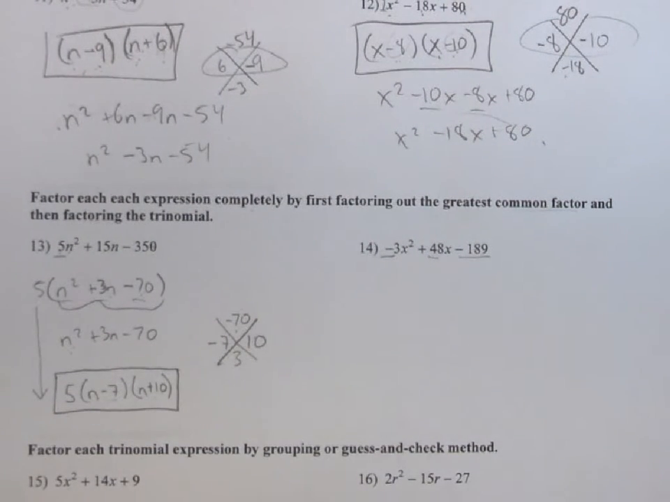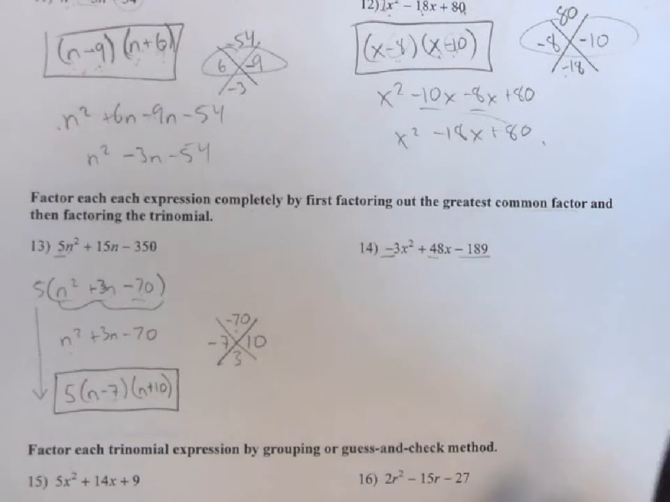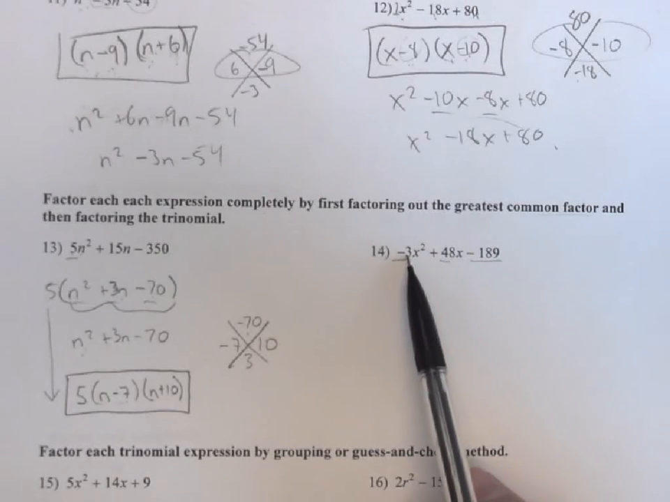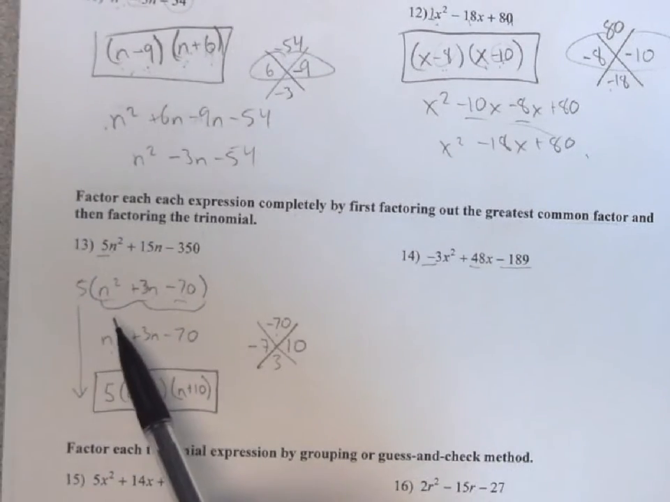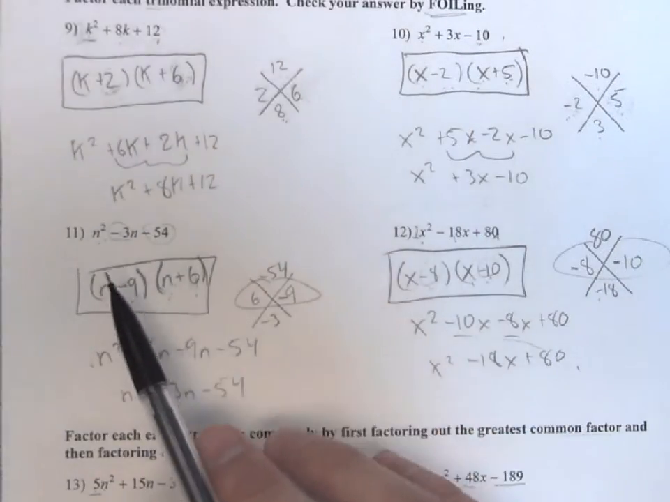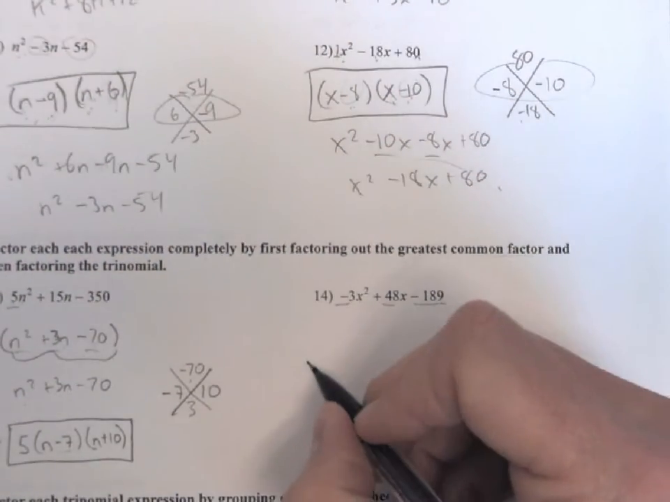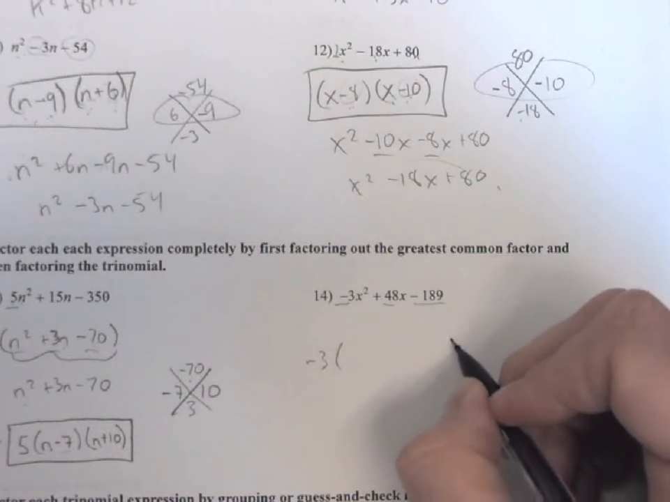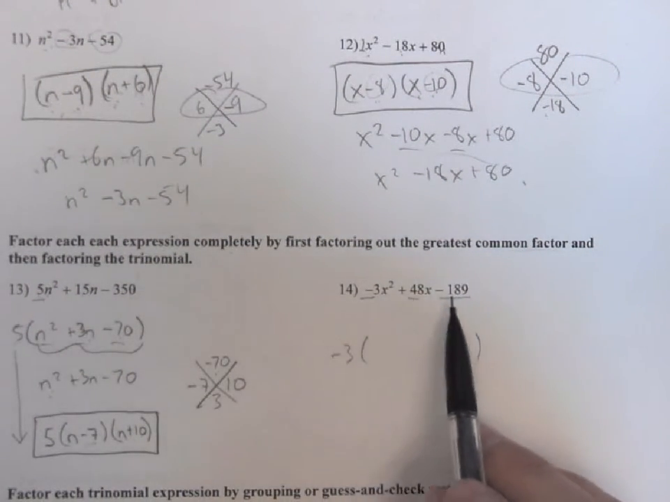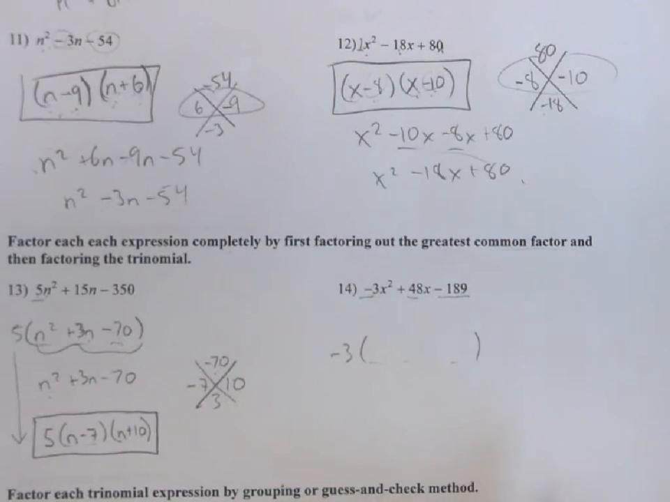In fact, what we probably want to do is take out a -3 because we want to have an x squared by itself. When we're done factoring out the greatest common factor, we want our trinomial to start with n squared or x squared or k squared, right? We want it to look like something like this. So we're actually going to factor out a -3. When we factor out that -3, we're going to have 3 terms left in our parentheses because we have 3 terms to start with.